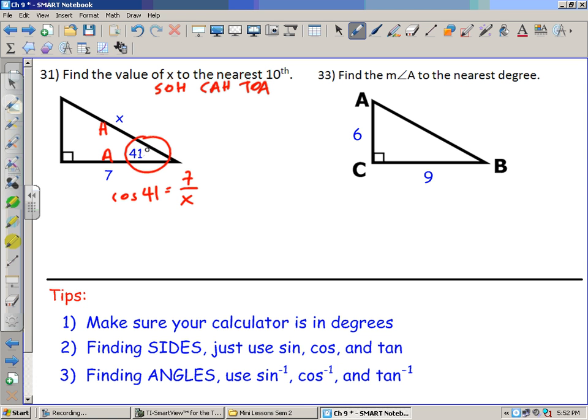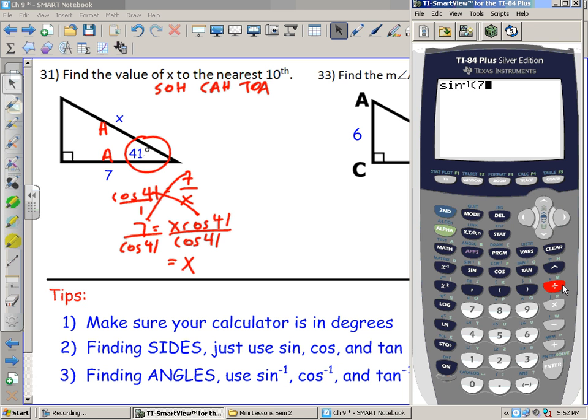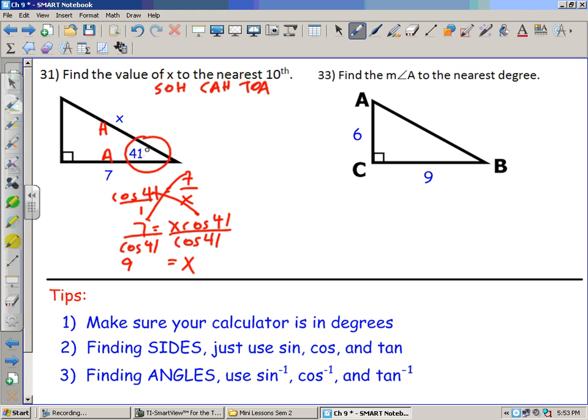If you see this, basically what I end up doing is I put this over 1 and I cross multiply. So 7 equals x cos 41, or 7 divided by cos 41 equals x. So I do this in my calculator just like we were showing. So I'm going to take 7 divided by the cos of 41. And I'm okay because I'm in degrees. So 7 divided by the cos of 41, and it should give me x is about 9.28. Okay? So 9.28.